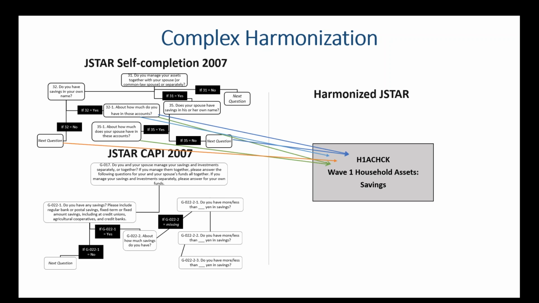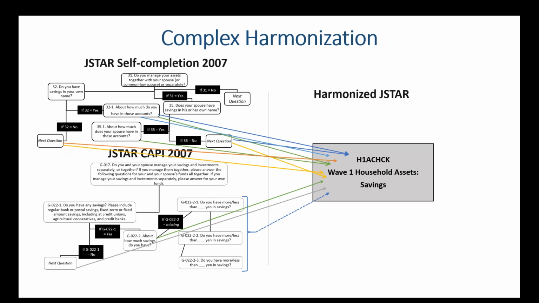In this case, JSTAR only interviews one person, and they're reporting both for their spouse and themselves. In the self-completion survey, that first survey that people get mailed, they answer those separately. And in the CAPI survey, they answer those together. So that's really important to remember. Also, in the CAPI survey, if they kept their funds separately, then it's just going to be missing.